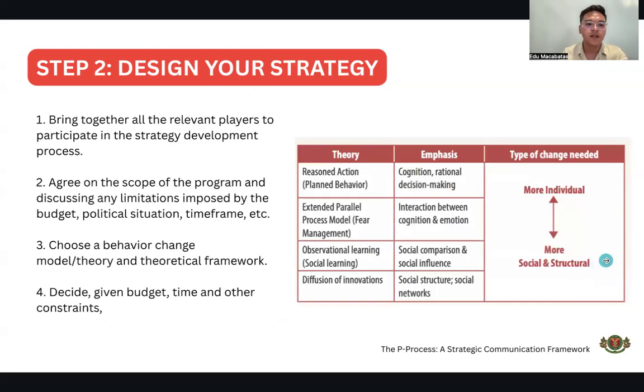Now, let's move to the second step, design your strategy. Once we know the landscape and the problem statement, we move to designing the strategy. This is where we gather key players to co-create the plan. This is where we agree on scope and limitations and choose the appropriate behavior change theories. As you can see on the right side of the slide, this is where we determine what type of change we want to influence in the community. Is it more on the individual level or more on the social and structural level? And finally, we develop a theoretical framework.